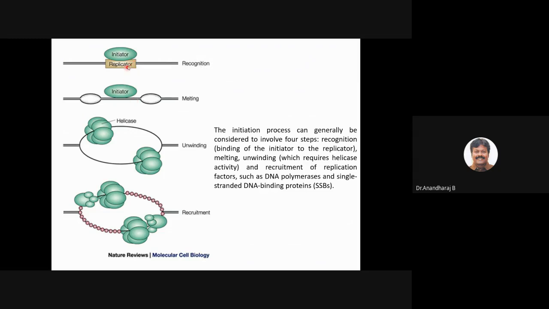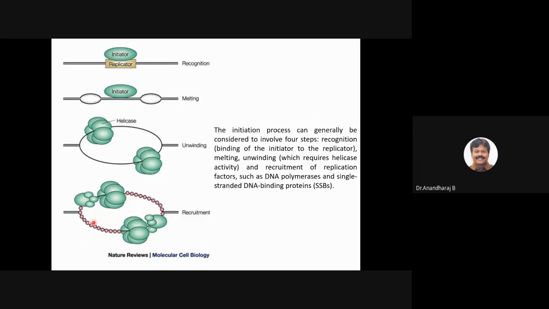Once the origin of replication is recognized, it will be melted. It means that in that particular region, the double helical structure will be disturbed. That is unwinding. Melting means the hydrogen bonds will be broken down, that's why it is called melting. Then helicase enzymes will come and unwind, like opening a zip.